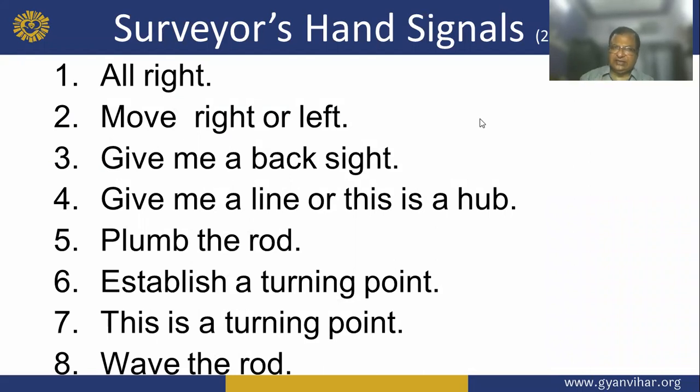Now, surveyor's hand signals: all right, move right or left, give me a backsight, give me a line of the sight, the top, hop and plumb the rod, establish a turning point, and this is the turning point, and wave the rod. This is the signal arrangement.